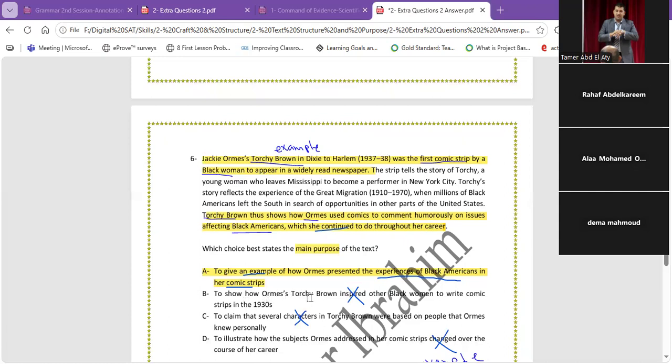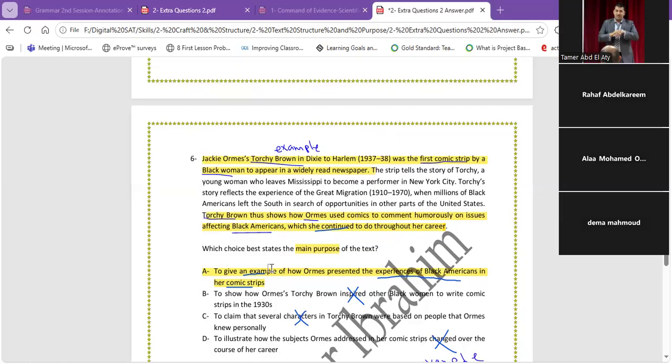To show how Orms's Torchy Brown inspired other black women to write comic strips in the 1930s: we didn't talk about other black women. We're talking only about her. So this is wrong. To claim that several characters in Torchy Brown were based on people that Orms knew personally: we didn't talk about characters here, Asir. Choice C, to illustrate how the subjects Orms addressed in her comic strips changed over the course of her career: no, here it says she continued to do so throughout her career. So she never changed. So cancel that. So the right answer is A.